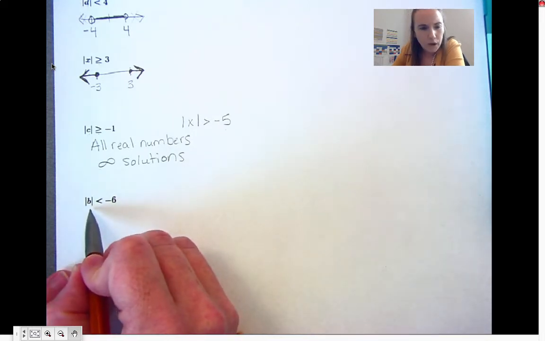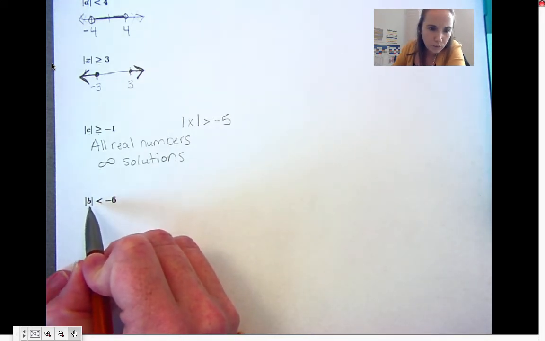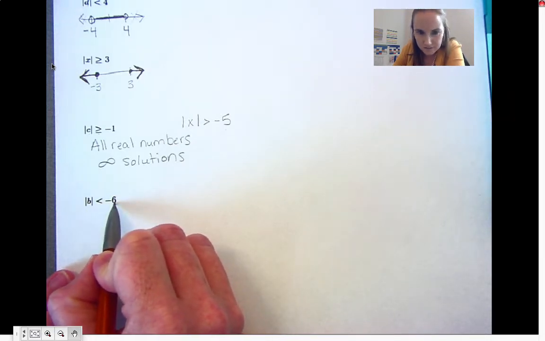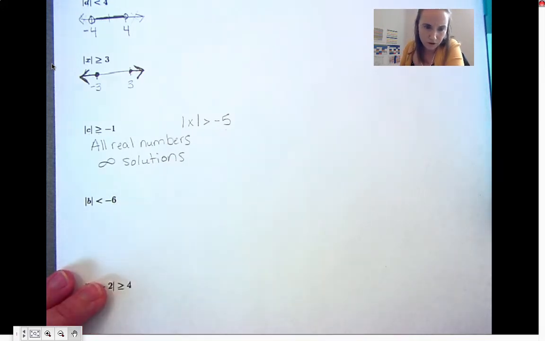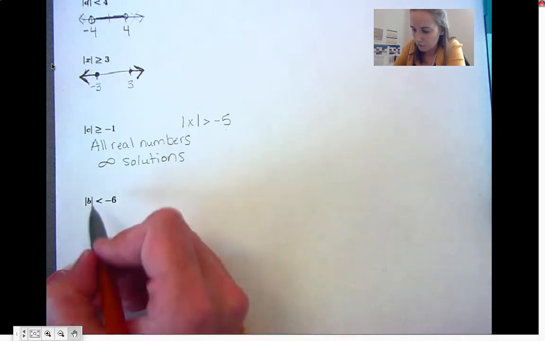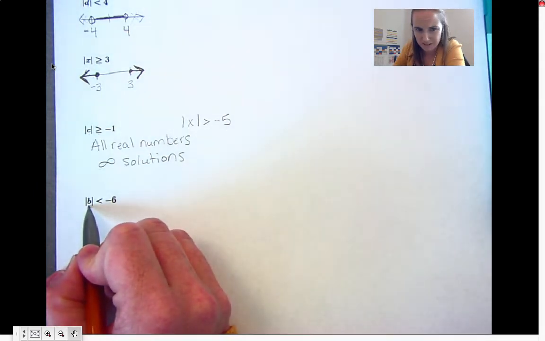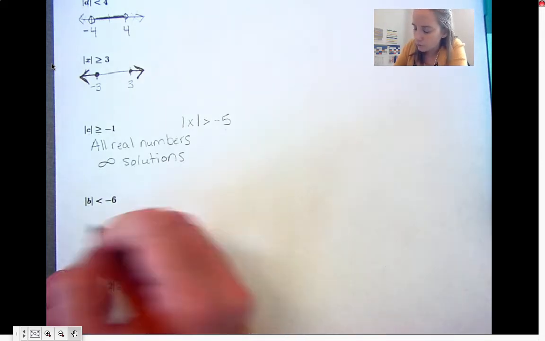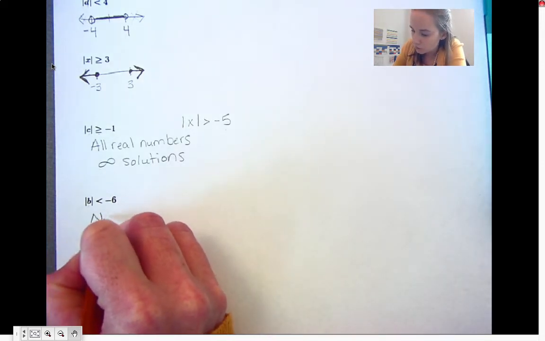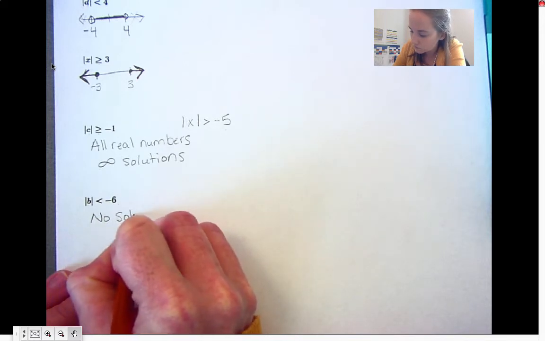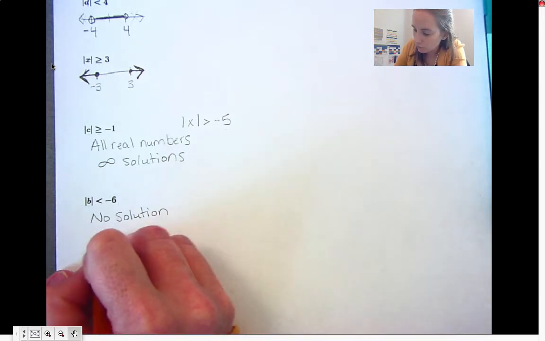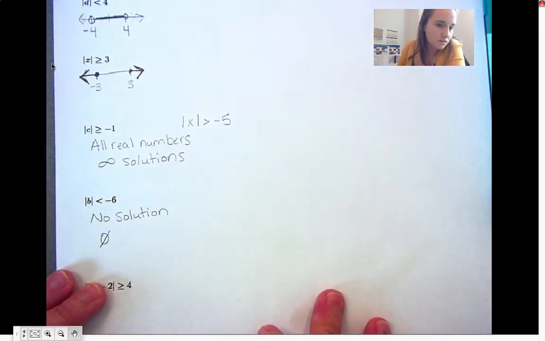If you're asking, hey, when are you going to take the absolute value of some number and get less than a negative 6? Well, that's never going to happen because we are already saying if we take the absolute value, the value should be positive. And so if you're asking me to take the absolute value of something and it's going to be less than a negative number, that's not going to happen. So this is going to be no solutions or no solution. Or you could also write the empty set or the null set.